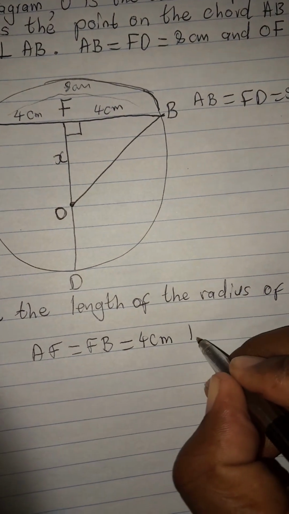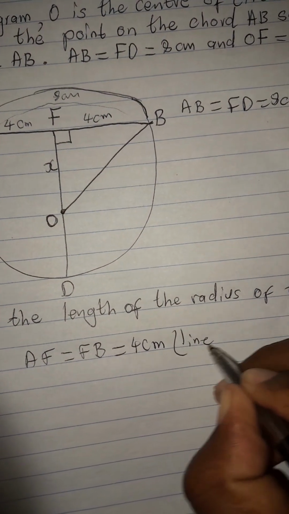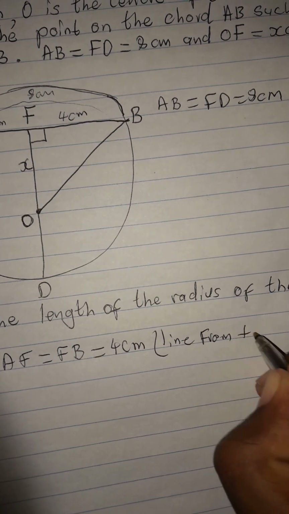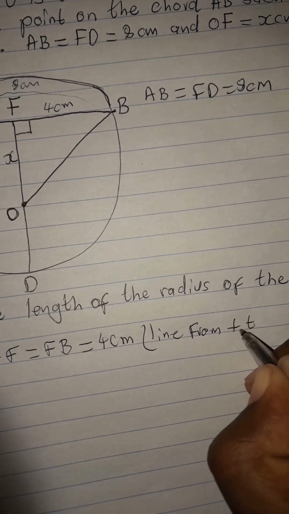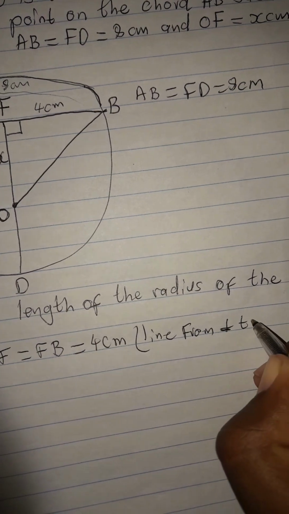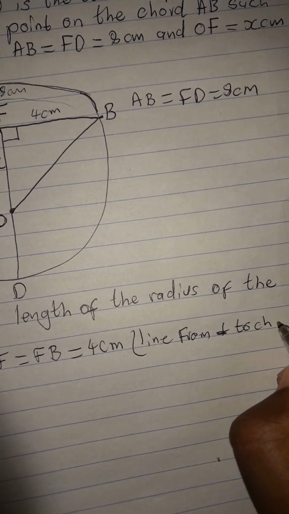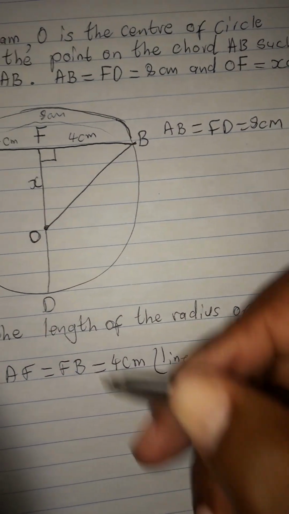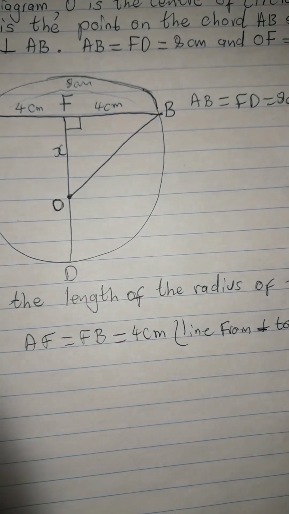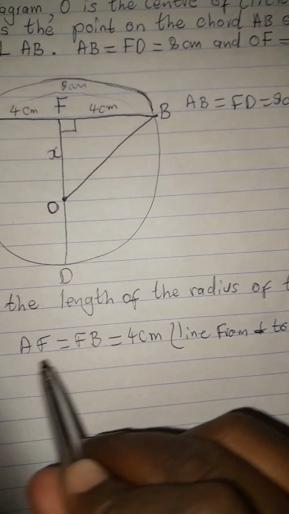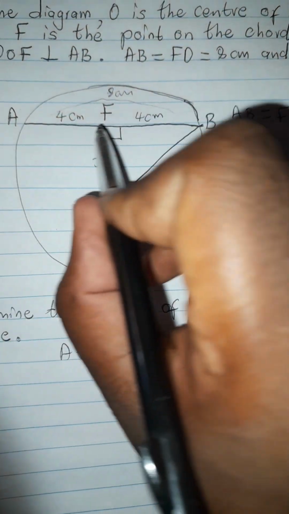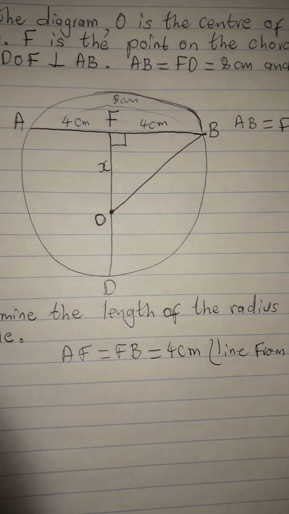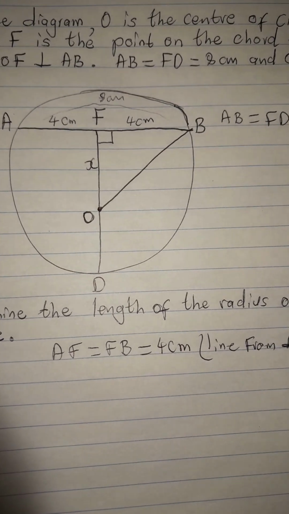Reason: line from the center perpendicular to chord. So we can see that AF and FB are equal to 4 centimeters. Right, without panicking.